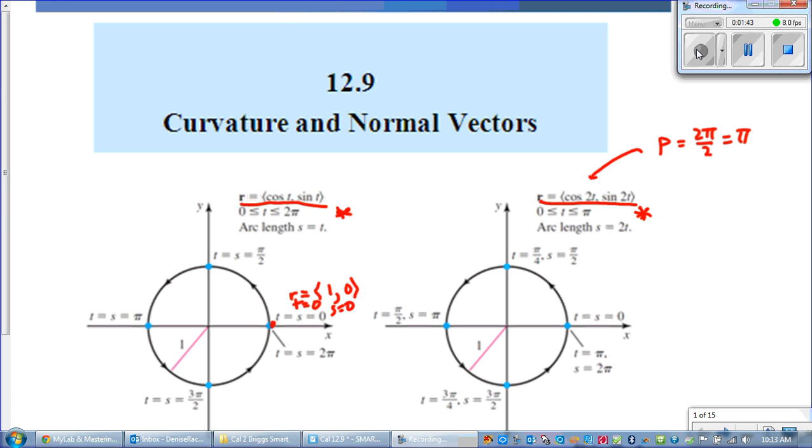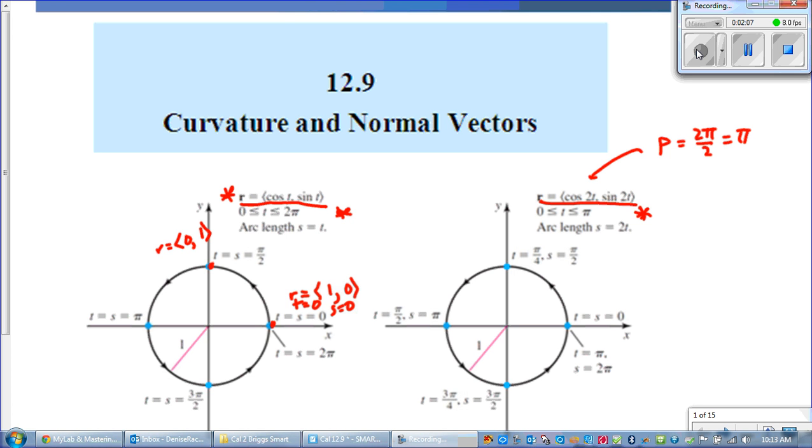Now let's look at t equal to pi over 2. When t equals pi over 2 in this parameterization, we'll have r equal to cosine of pi over 2, which is 0, sine of pi over 2, which is 1. So we're at the point (0, 1), or r is actually the vector pointing to the point (0, 1).